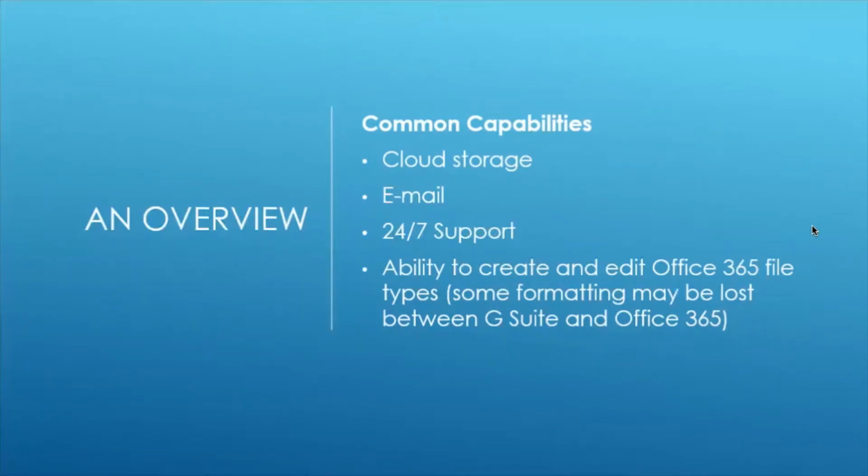We both know that the most common things we're looking at are going to be email and the Office 365 file types. Both of them do have email options. Obviously, we have Gmail, or you can use your company's email. Same as with Outlook. You can use an Outlook.com email, or you can have your company's email branded. They both do have 24/7 support, and they have the ability to create and edit Office 365 file types. One caveat is that some formatting may be lost between G Suite and Office 365.